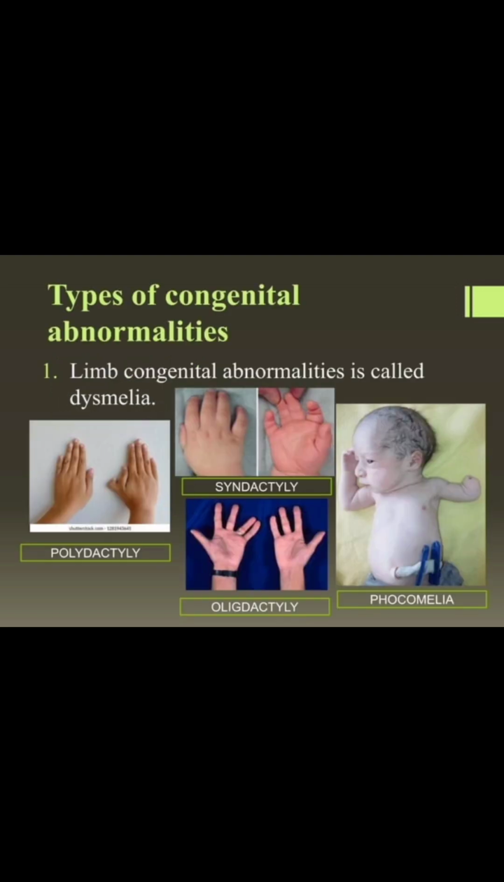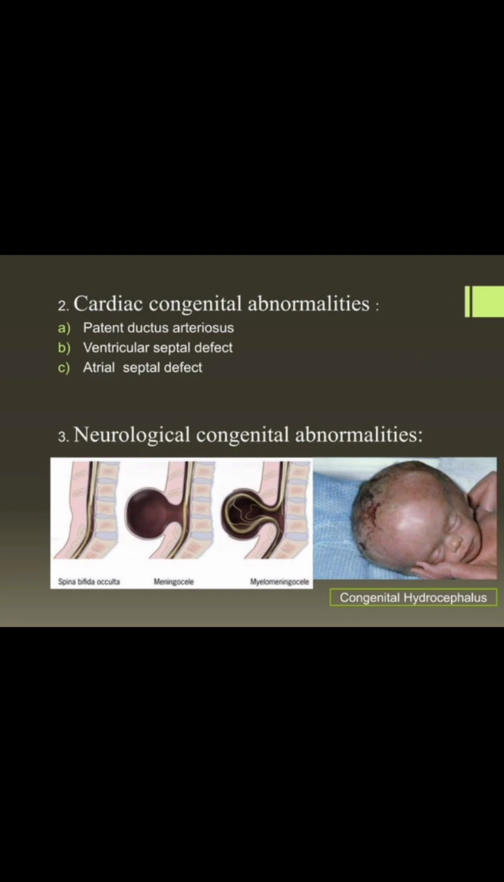Majorly, limb congenital abnormalities are called dysmelia. In these conditions, the fingers are, for example, extra fingers are added on the hand. For example, polydactyly, syndactyly, oligodactyly. Phocomelia is also a condition under these congenital abnormalities.